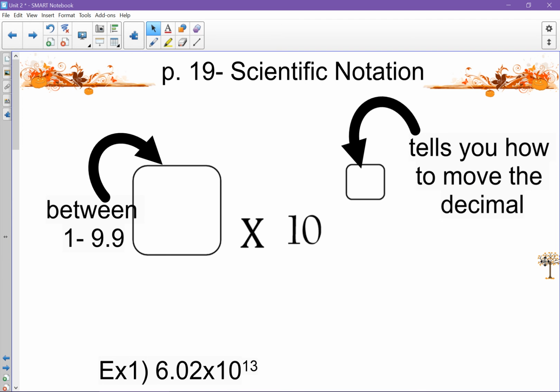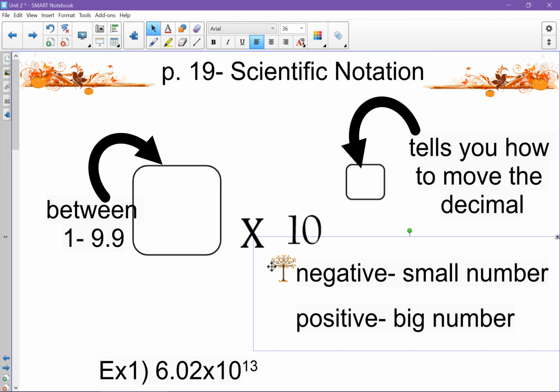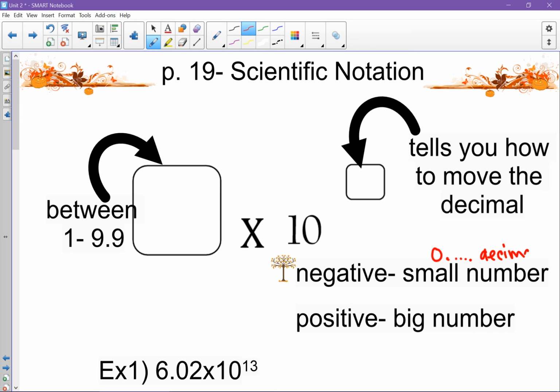Some people like to think about it with right and left. If you're good with that, do it. I get right and left mixed up. So an easier way for me is to think about if that exponent is negative, then you're going to have a very small number. Basically it's going to be 0 point something, like a very small decimal number. And if it's a positive exponent, then it's going to be a big number.